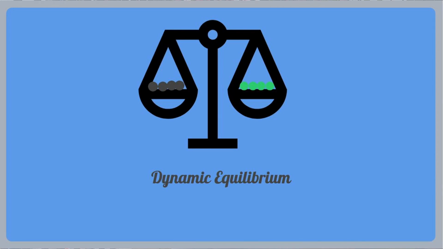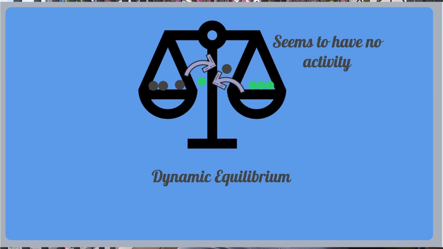Now sometimes chemical reactions aren't unidirectional, they are reversible. So that means there's a forward and backward reaction. When the rates of the forward and backward reaction are the same, we call it a dynamic equilibrium. Now chemistry is happening here, but since both forward and reverse reactions are happening at the same rate, there doesn't seem to appear to have any activity going on.